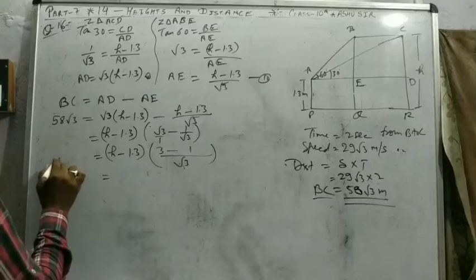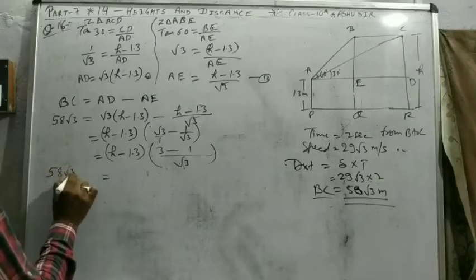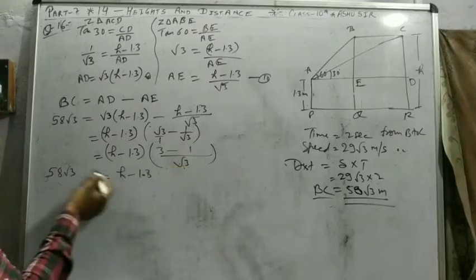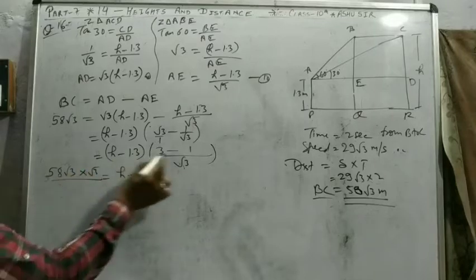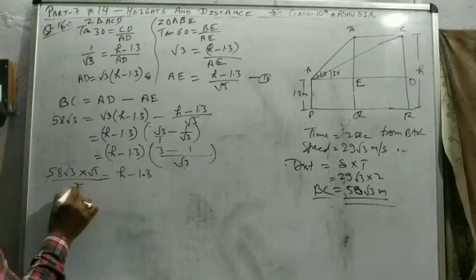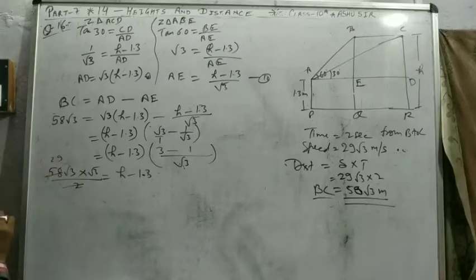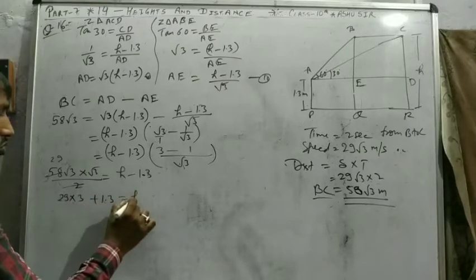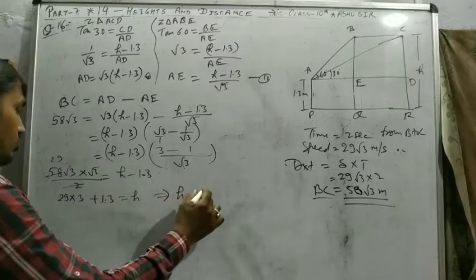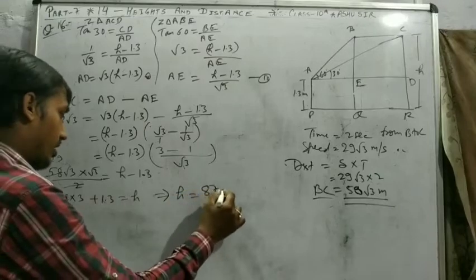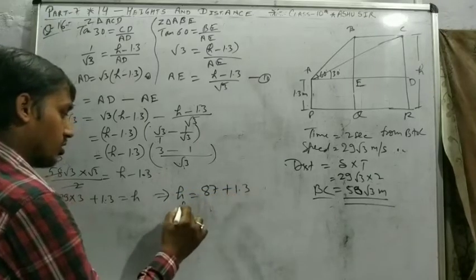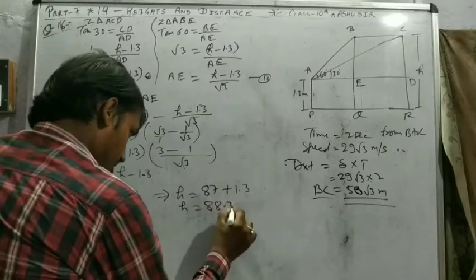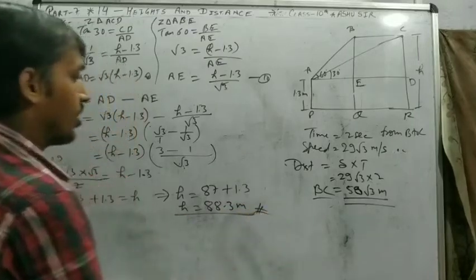Send it to the opposite side. So 58 root 3 is the same as H minus 1.3, and this whole goes to the opposite side. So root 3 in multiplication form and 3 minus 1 is 2 in division form. That is 29, so 29 into 3 plus 1.3 is equal to H. So H is equal to 87 plus 1.3, that is 88.3 meter, the height of the balloon.